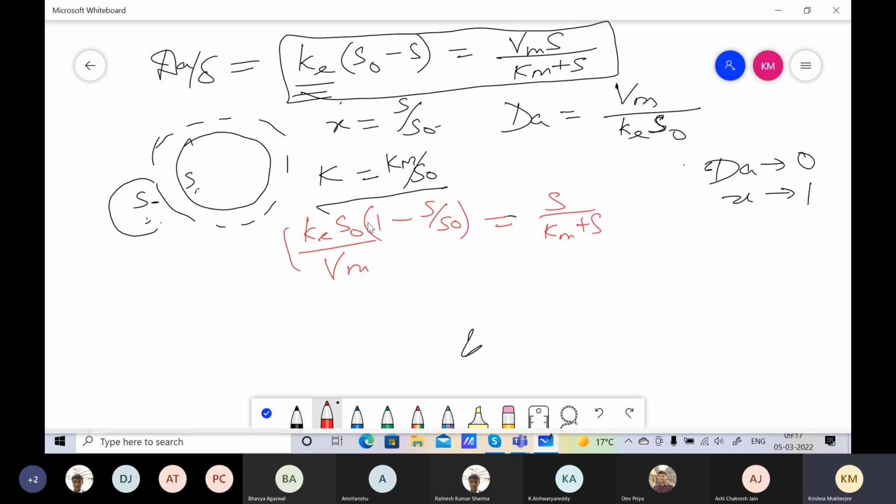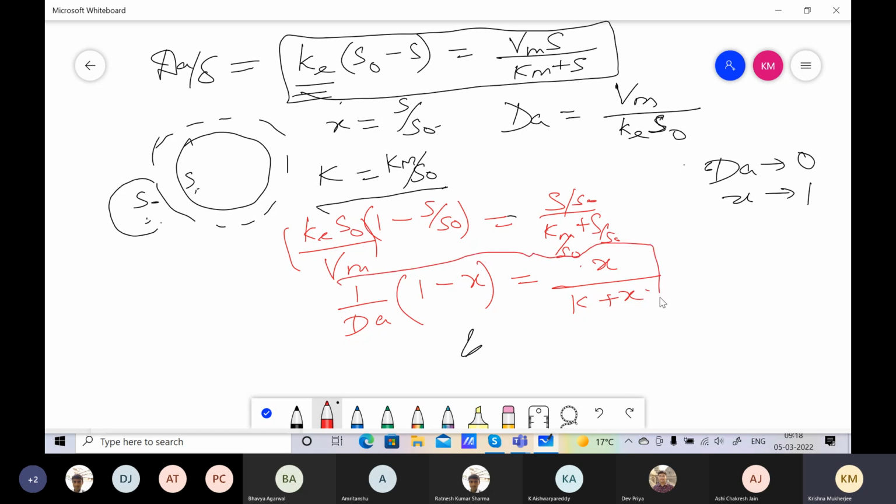And then this becomes your 1 by Damkohler number. So this becomes 1 by Da. Okay, and this becomes 1 minus x. Okay, and what does this become? S upon Km plus S. Divide by S naught, what do you get? Divide this by S naught, numerator and denominator. So S by S naught in the numerator, and in the denominator Km by S naught and S by S naught. So what do you get? This is S by S naught, again x, right? All of you following this? What is Km by S naught? Kappa plus x. So this is your expression in dimensionless terms.